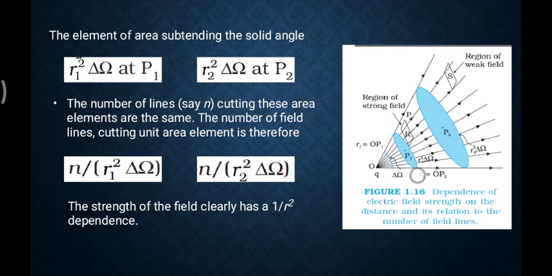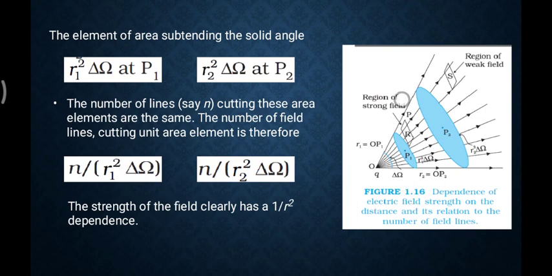See, the area is less, but still the number of field lines that pass is the same number. The area is more, still the number of field lines passing through the area is the same. So something is mismatching, but something is the same. What is the same? The number of field lines associated with it is the same. So I can compare this number, which is the number of field lines per unit area. So n is your number of field lines.